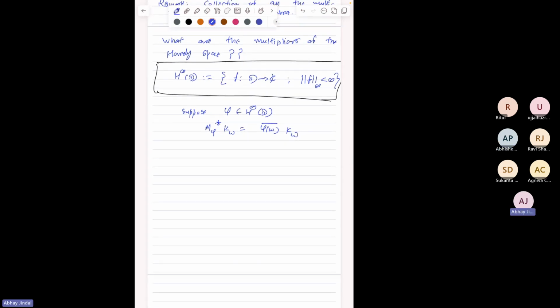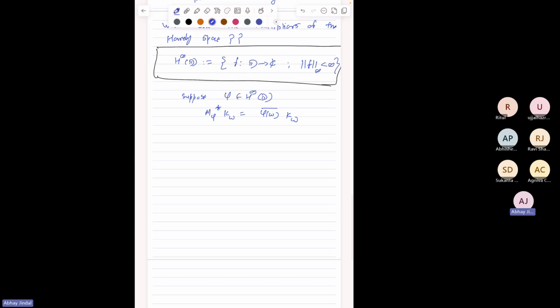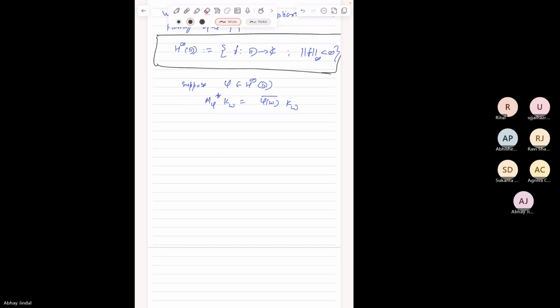So we are going to show that if phi is a function in H infinity(D), that means if phi is a multiplier of the Hardy space, then M_phi star k_w is phi(w) bar k_w. What does it mean? It means that k_w is an eigenvector of M_phi star with eigenvalue phi(w) bar. That also means that the norm of M_phi has to be bigger than the sup norm of phi. Okay, so let us first see this.